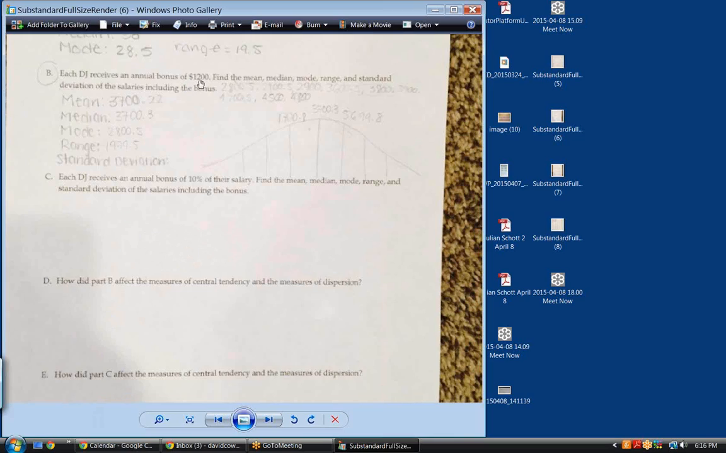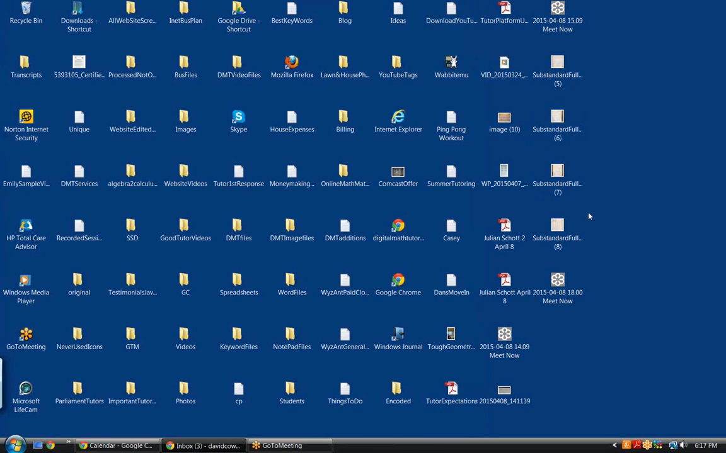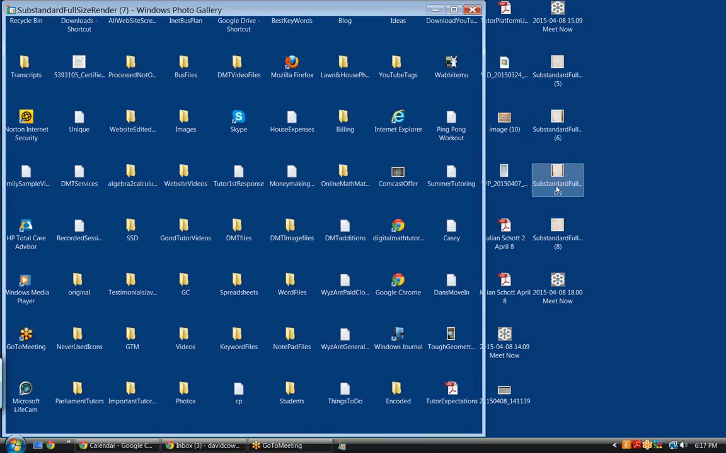In other words, B was adding $1,200 to every single person. C was adding 10% of their salary to each person. And we already went through how each would probably affect that. So once you have the answers in C, you'll be able to answer D and E quite easily. Okay. Cool.